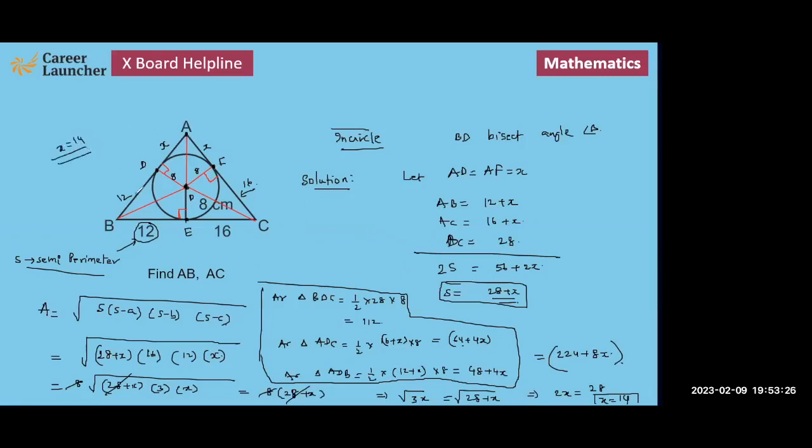So if x is equal to 14, what do we need? We need the value of AB. AB is equal to 12 plus 14, that is 26, and AC is equal to 30. So this is our required answer.